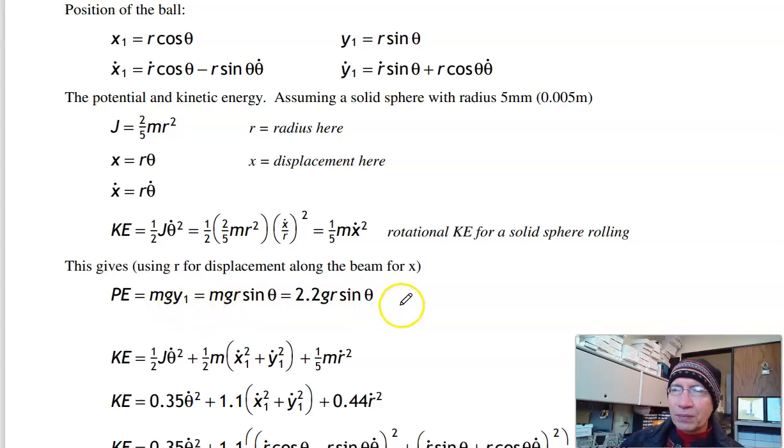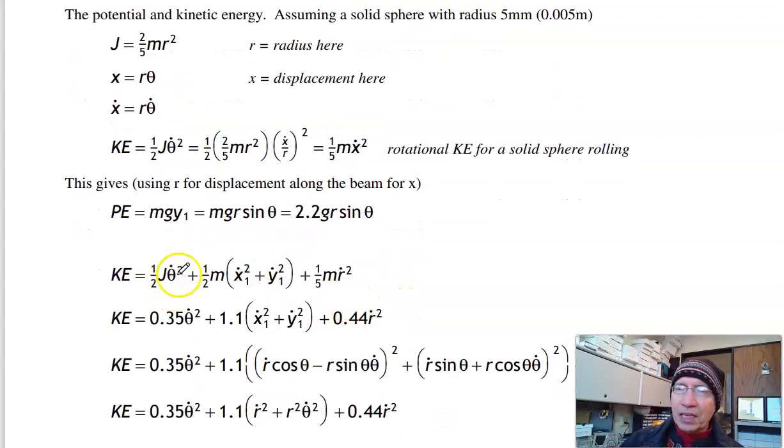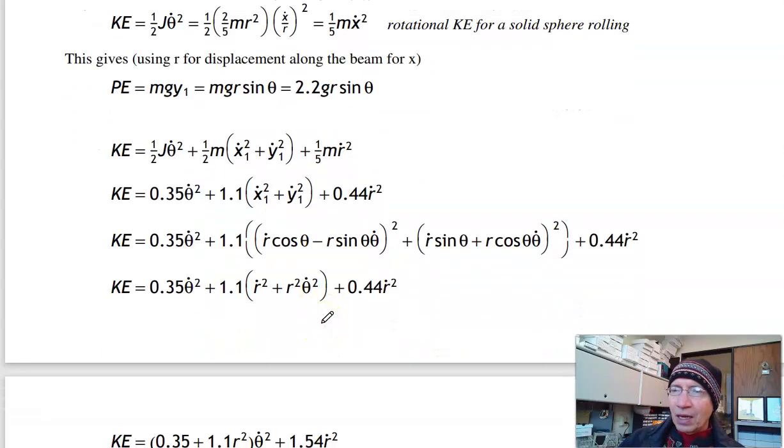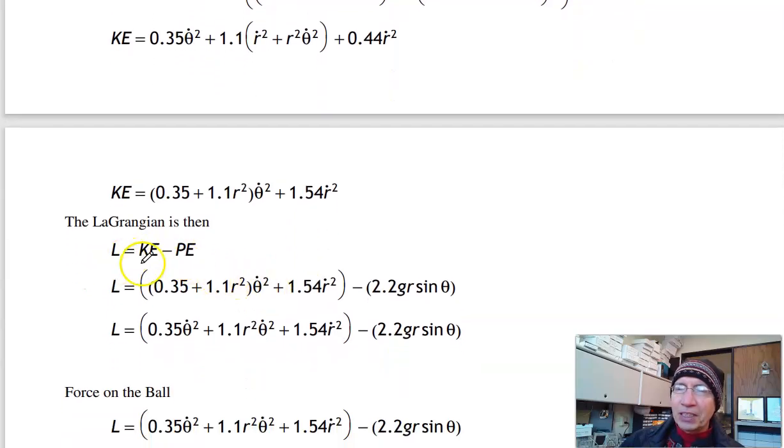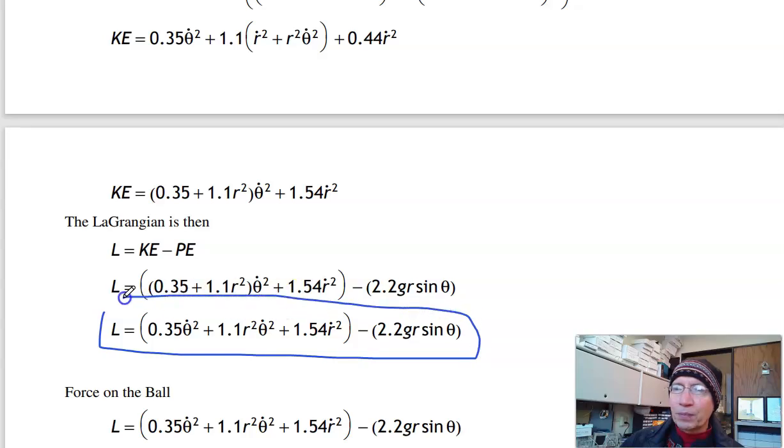Potential energy, total kinetic energy of the beam, the translational kinetic energy of the ball, the rotational energy of the ball. Put it all together, there's kinetic energy. Okay, so when I'm done, I get the Lagrangian, the kinetic energy minus potential energy. That's what I'm shooting for.